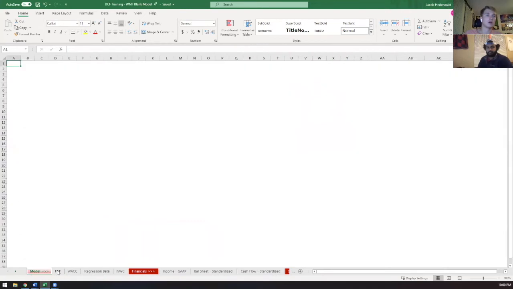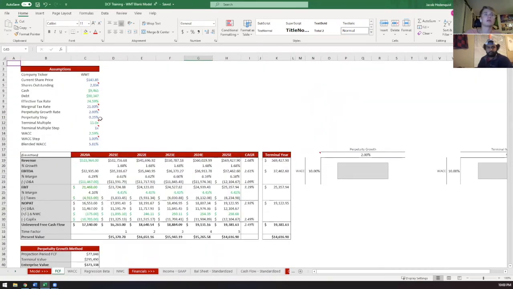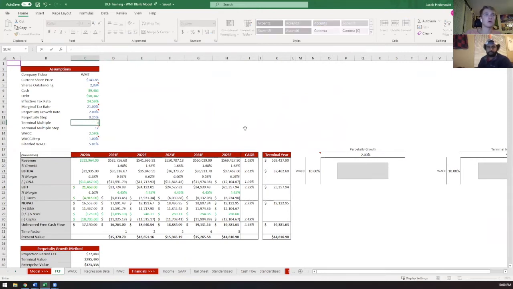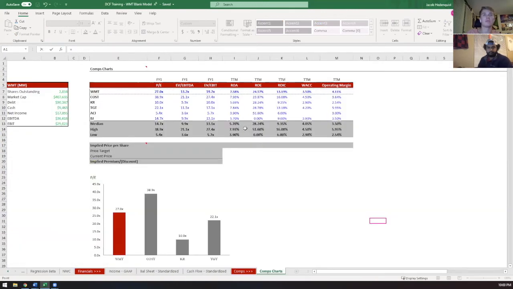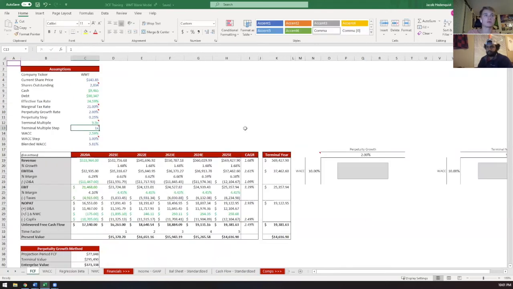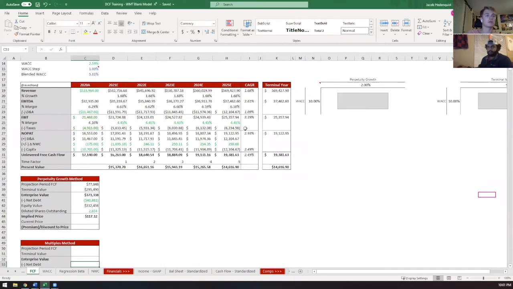So in order to do that, we're going to come back here. In our assumptions, we are going to take this terminal multiple and link it. Remember, Control Page Down lets me go over to this tab without using my mouse. And so we're going to link this median EV to EBITDA to our assumptions. And so now we have our terminal multiple.